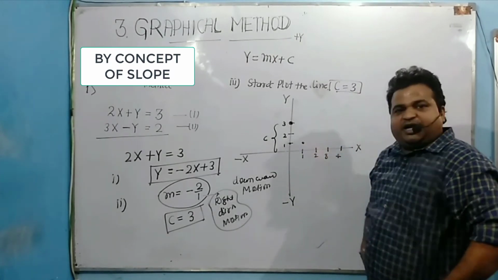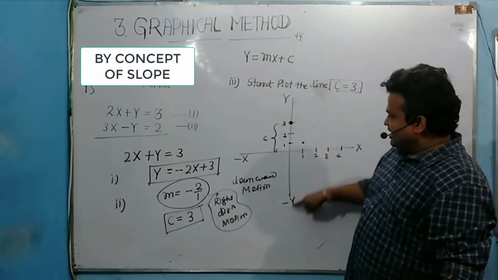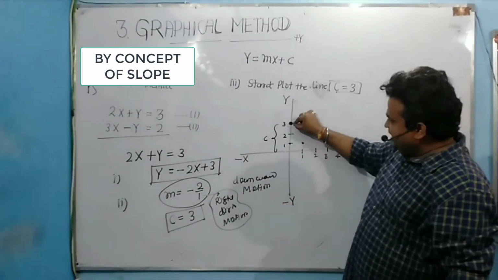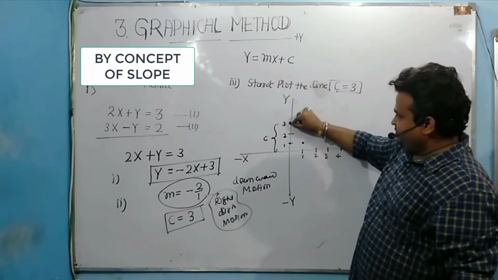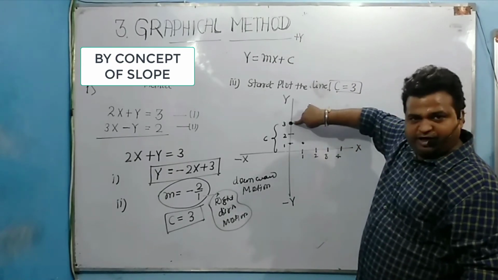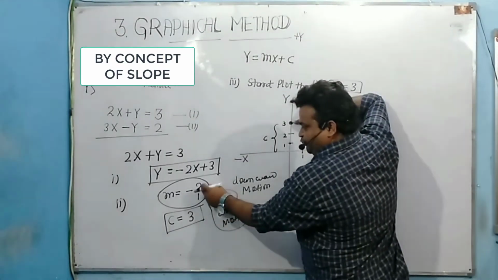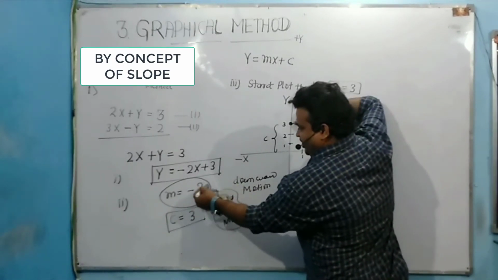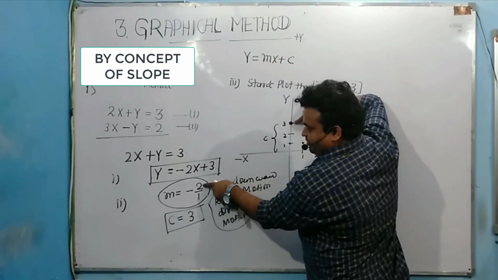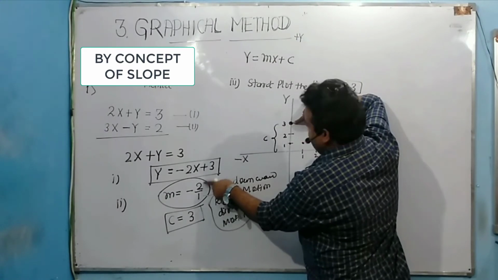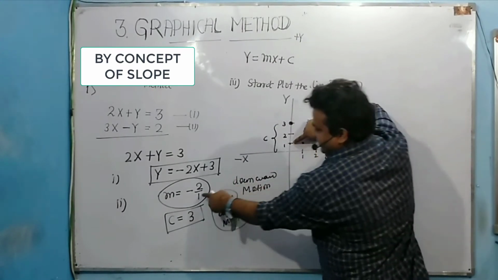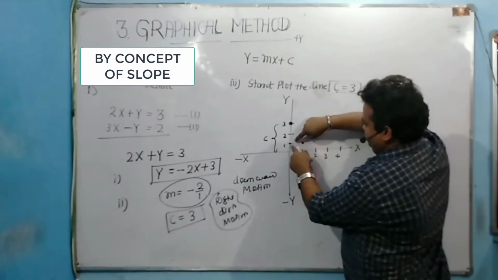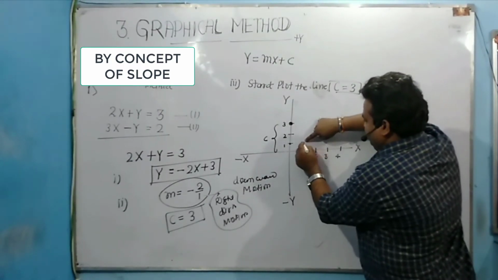So I repeat again. First, in a graph, I locate the point of C. This one. Just put your finger over here and then move to the slope. This is minus. Minus means downward motion. How much? This numerator represents how many steps you go downward. So 2 steps, 1, 2. And then this one represents the rightward direction. This is my second point.